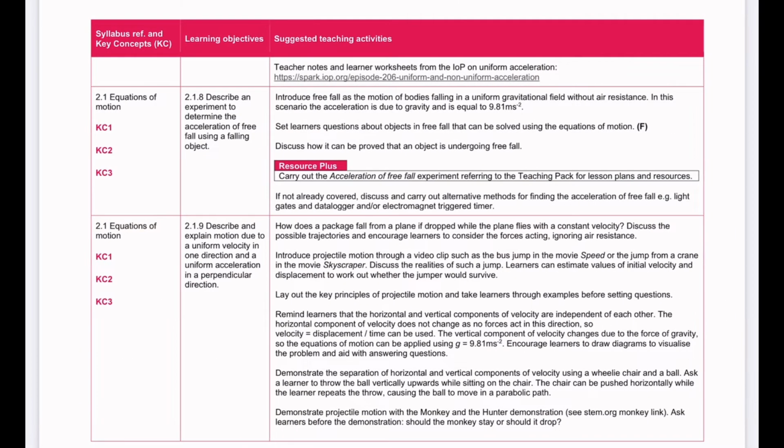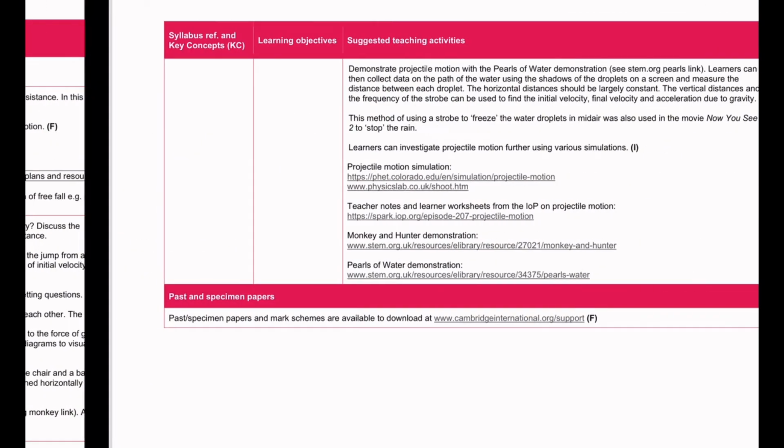The next key concept, equations of motion. The learning objectives: 2.1.8, describe an experiment to determine the acceleration of free fall using a falling object. The next key concept, 2.1, equations of motion. 2.1.9, the learning objectives, describe and explain motion due to a uniform velocity in one direction and uniform acceleration in a perpendicular direction.